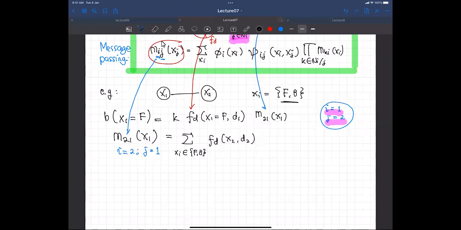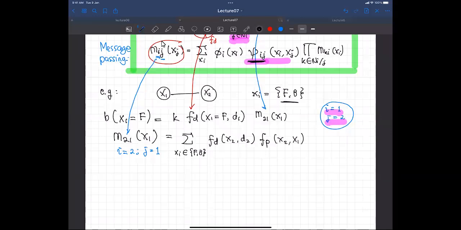Okay, so now for psi here, psi is actually the same as our prior. Psi is a prior because that one only involves xi and xj. Okay, so this is a prior. So in our term, it is f_p of xi, where I is 2, and xj, where j is 1, x1.